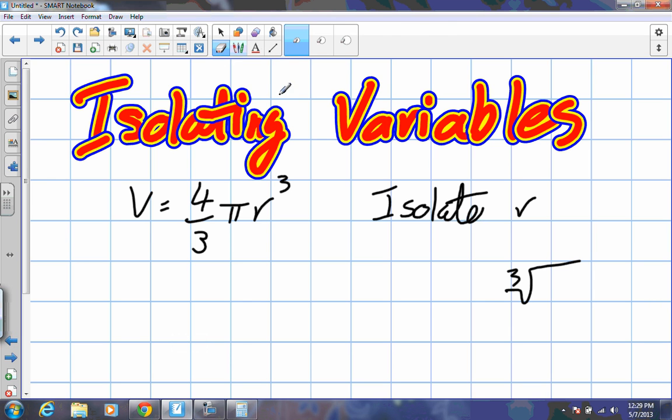Okay, so we're going to go through isolating a variable again. This time we're going to isolate r. This is the formula for volume of a sphere, which is a three-dimensional circle, like a basketball or soccer ball. So if you have the radius of a soccer ball, you can find what the volume is. Okay? So, let's say we actually know the volume of something and we want to find the radius. We have to rearrange the formula.